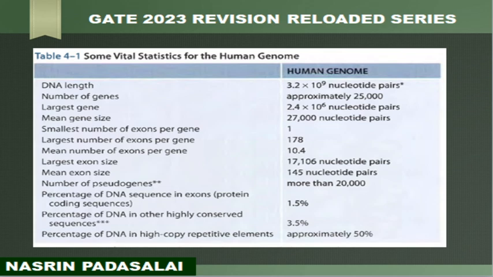Next, we are going to see a few important things you should know about the human genome. The DNA length of the human genome is 3.2 × 10^9 nucleotide base pairs. The total number of genes present is 25,000 and the total number of pseudogenes present is 20,000. These things you should know.